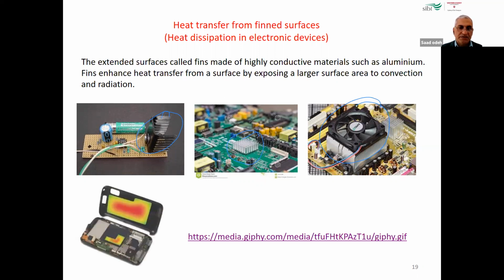Another example is mobile phones. You can see this surface. They put this surface attached to the IC inside the mobile phone. Again, this is to reduce the heat. Otherwise, a failure will take place in the electronic components. So you always need to cool this. Just to show you quickly this video.